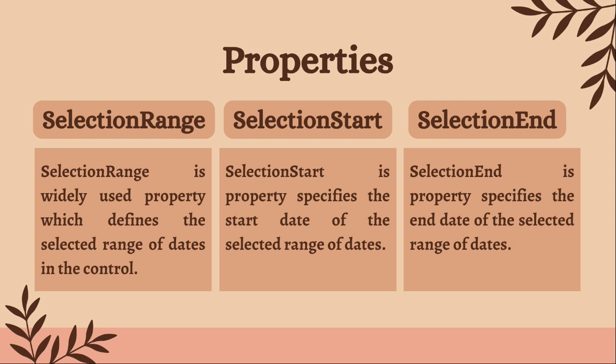Next is selection range. The selection range is a widely used property which defines the selected range of dates in the control. Next is selection start. The selection start is a property that specifies the start date of the selected range of dates. Next is selection end. The selection end property specifies the end date of the selected range of dates. To further understand these properties, let me show you a sample program.